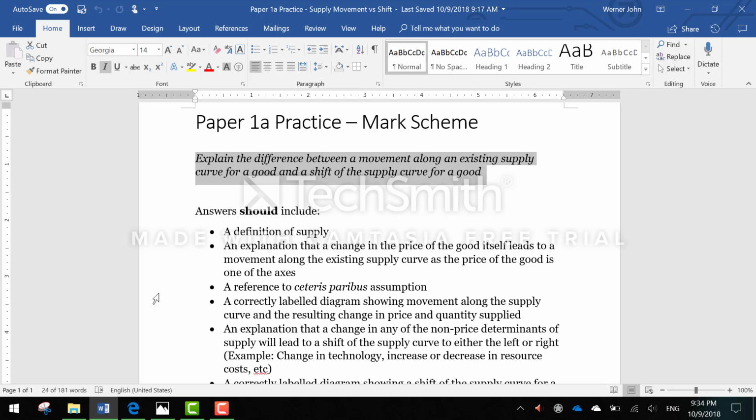Next, we see an explanation that a change in any of the non-price determinants of supply will lead to a shift of the supply curve to either the left or the right. Within that explanation, I think an example is expected, such as a change in technology, an increase or decrease in resource costs.